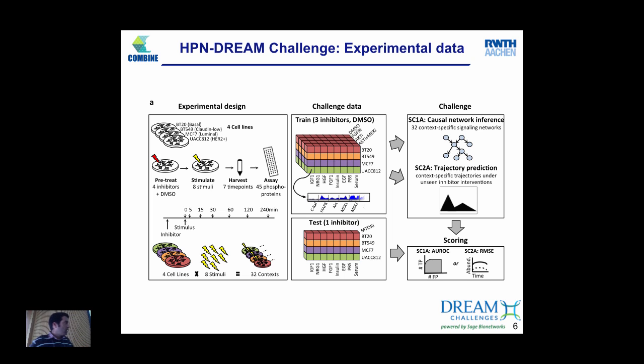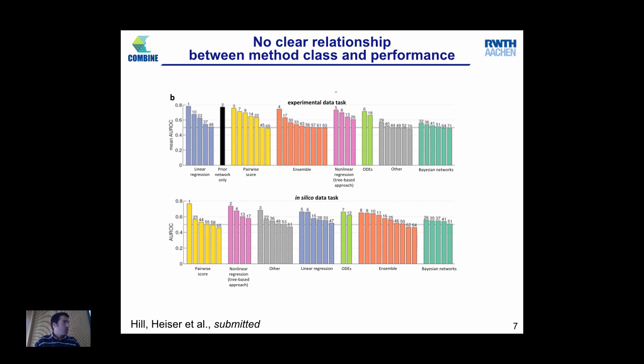And the same way as we discussed around the in silico, we asked the same type of questions. Can you infer the network? Can you infer the trajectory? And the scoring was the same, ROC curve or RMSE. So Pablo already showed you the in silico results. And again, as Gustavo said, this is a common thing across challenges. There was really no clear relationship between the type of approach used and the results, or even if you try to compare in silico and real, even there it changes, right? So it's really quite subtle and not quite clear what the best method is.